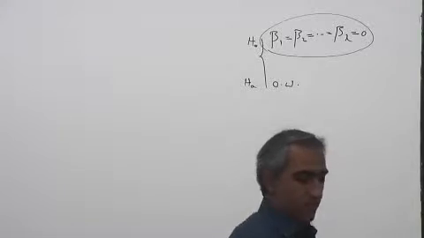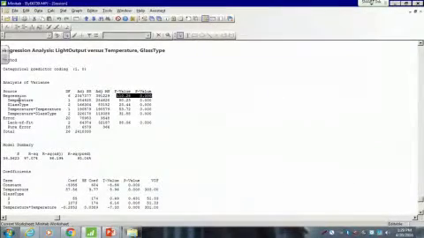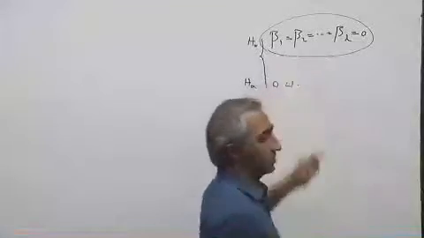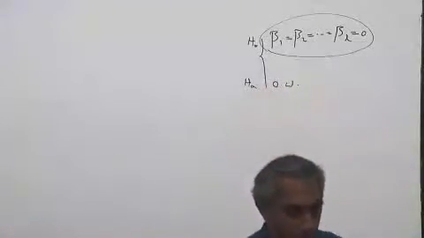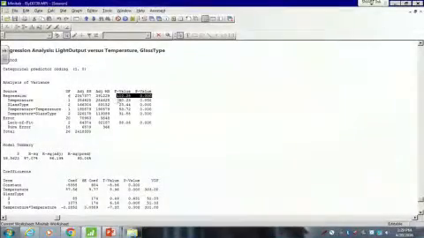How many coefficients do we have? We have one coefficient for temperature, linear, one for glass type, one for quadratic temperature, and one for interaction. And one for what? Intercept. But we do not include intercept here. Okay? So how about these F tests?